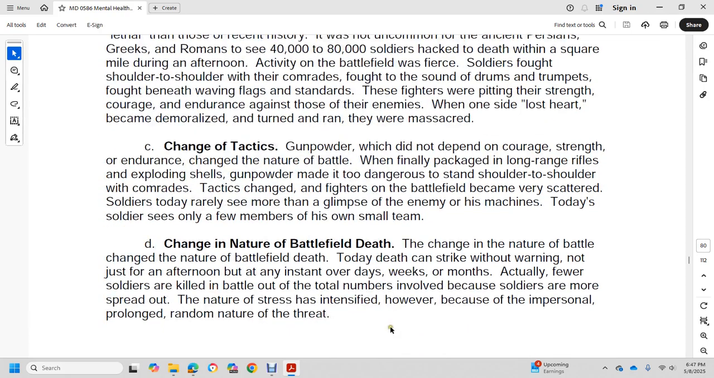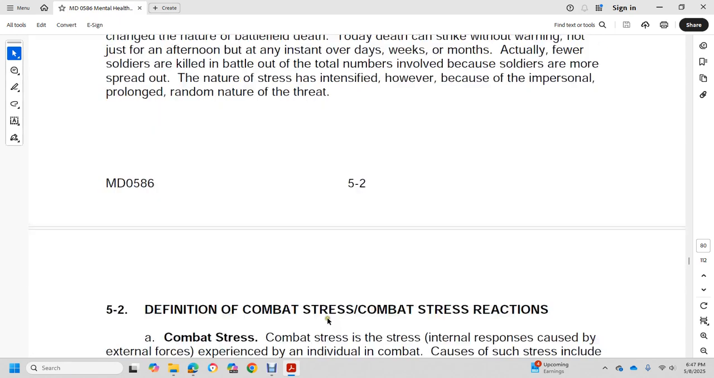The nature of the battlefield has changed, and so has the nature of death. Today, death can strike without warning, not just in an afternoon or an instant, but over days, weeks, or months. Actually, fewer soldiers are killed in battle out of the total number involved because soldiers are more spread out. The stress is intensified, however, because of the impersonal, prolonged, random nature of the threat.